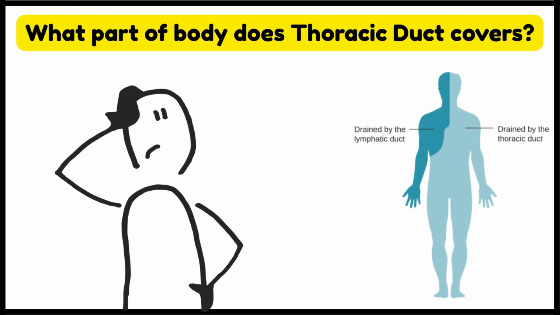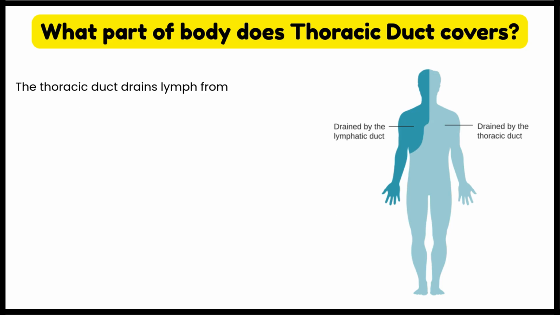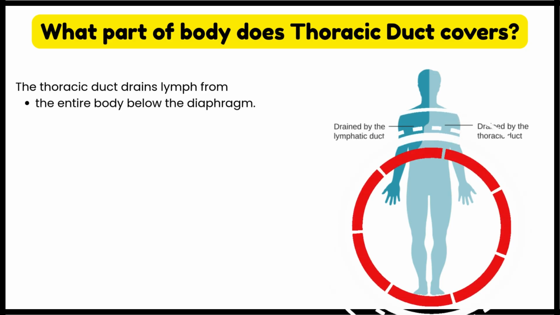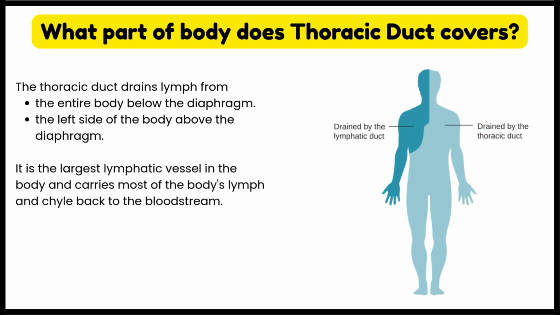What part of the body does the thoracic duct cover? The thoracic duct drains lymph from the entire body below the diaphragm and the left side of the body above the diaphragm. It is the largest lymphatic vessel in the body and carries most of the body's lymph and chyle back to the bloodstream.